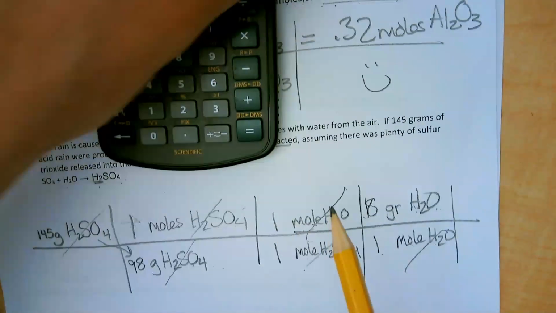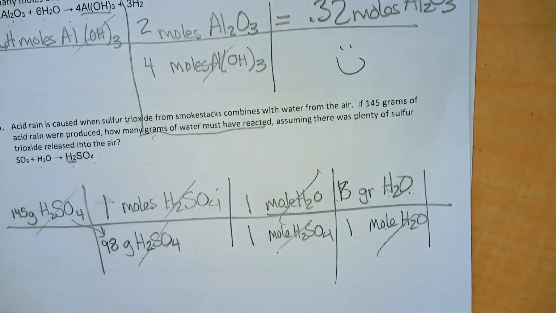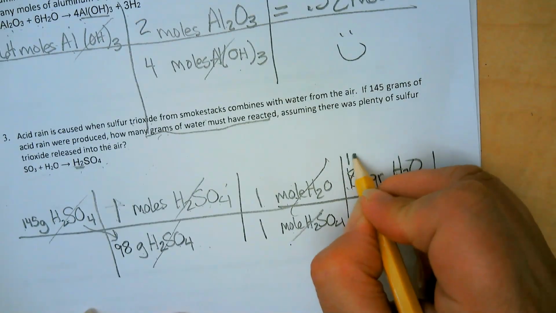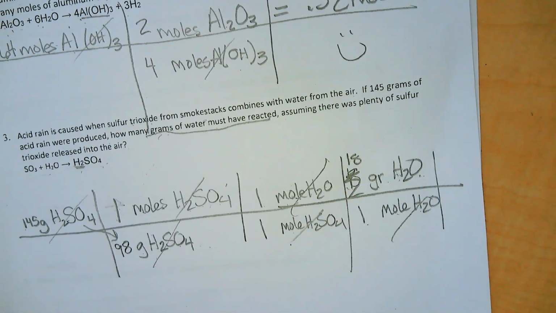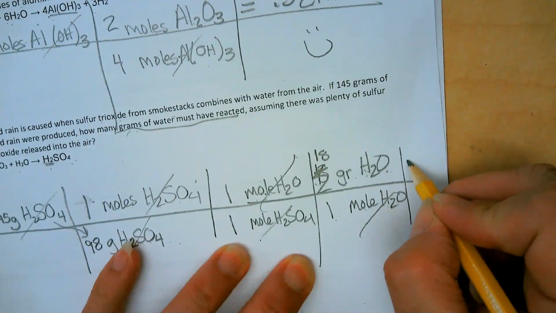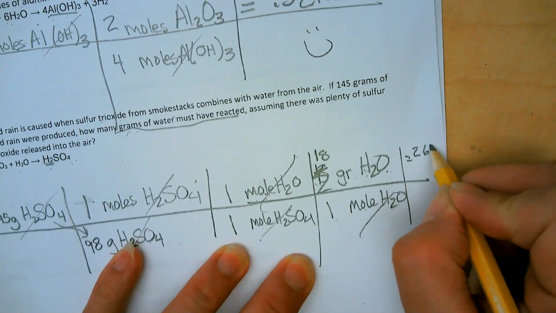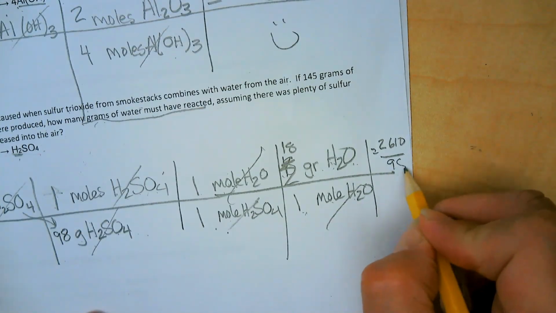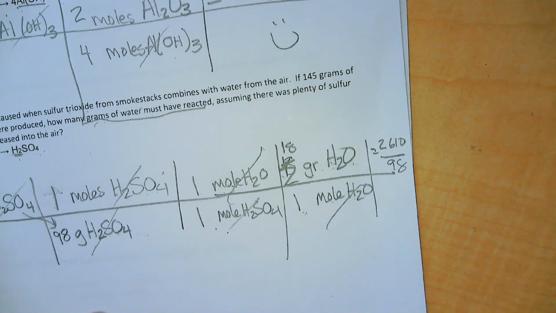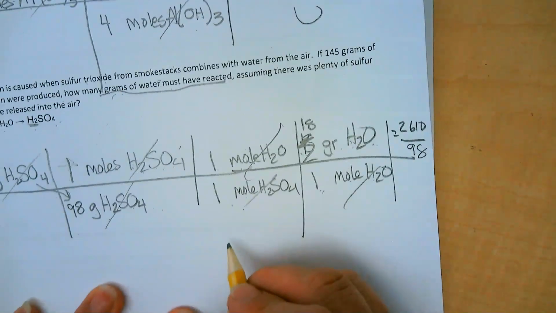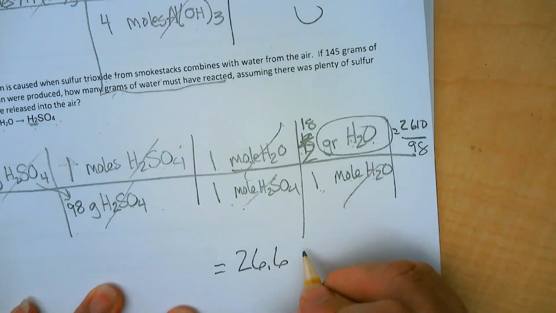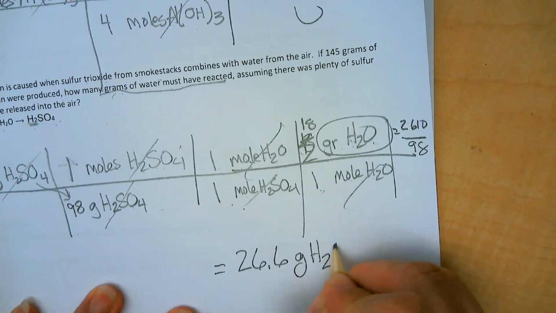So let's do our math. 145 times 1 times 1 times 18, if you recall correctly. I just wrote it badly. Gives us 2610 divided by 98 times 1 times 1, so 98. Gives us, I'm going down here, equals 26.6, and our unit is grams of H2O.